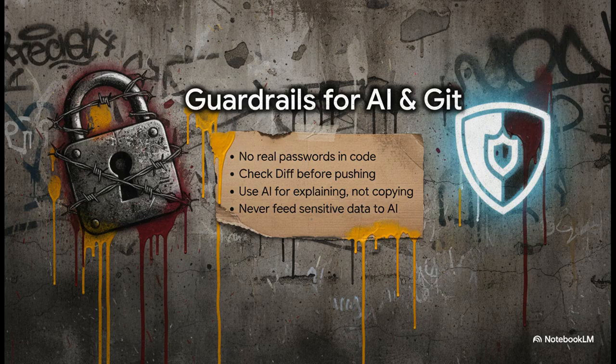Number 2, always check your diff before you execute a Git push. Pushing code is a public publishing step. Once it leaves your computer, you are accountable for it. Number 3, like we just talked about, use AI for explaining concepts, not just blindly copying solutions. And number 4, never ever feed sensitive project data, customer info, or internal secrets into external AI prompts. The convenience is absolutely not worth the massive security risk.